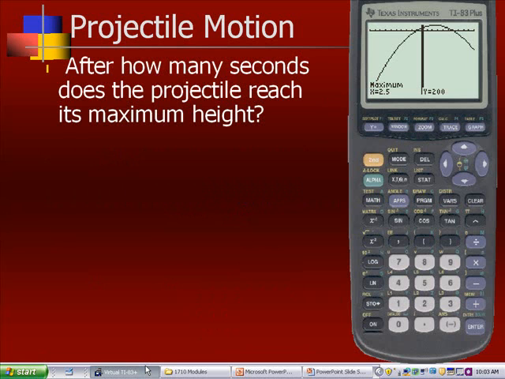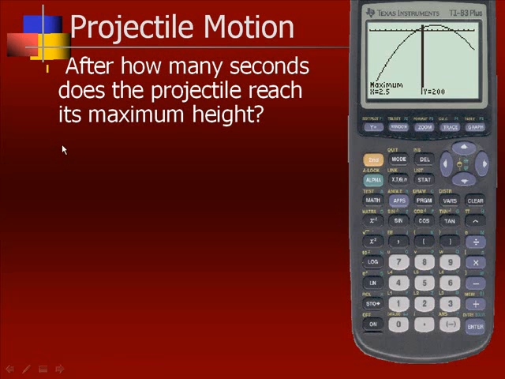After how many seconds does the projectile reach its maximum height? Well, the maximum height occurs at the vertex. X is the number of seconds, so it takes 2.5 seconds to reach its maximum height.